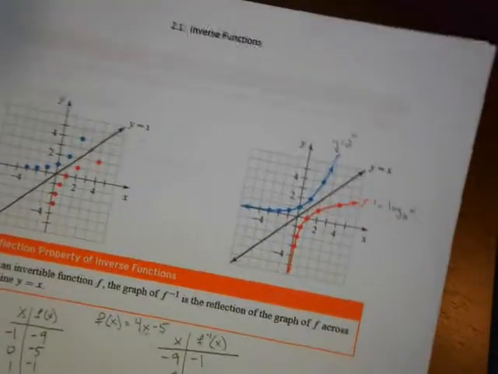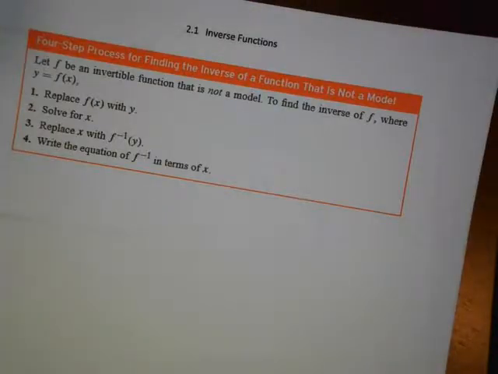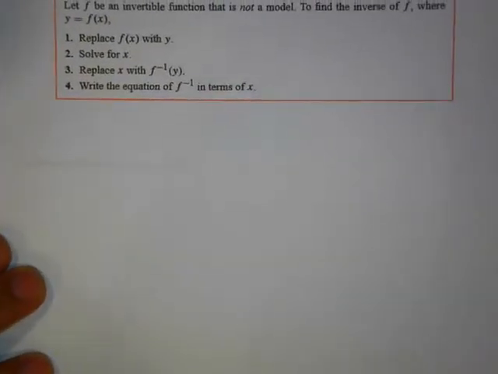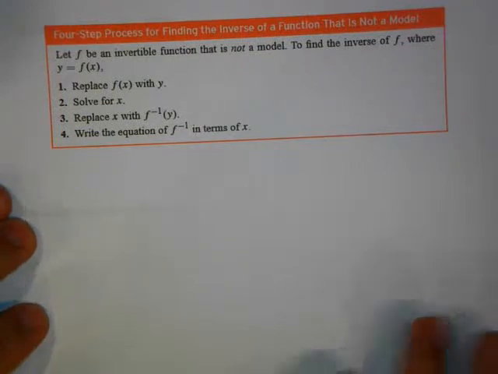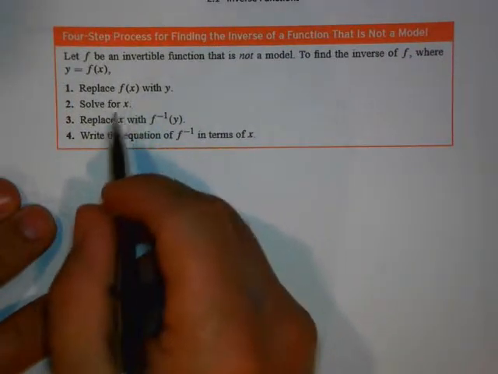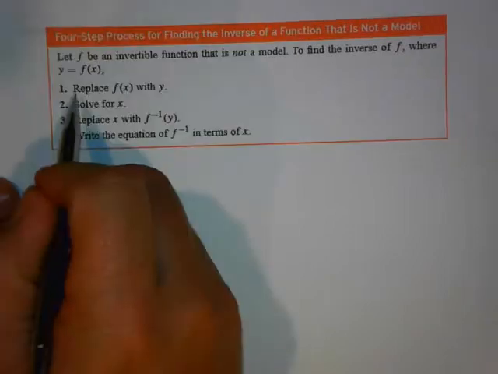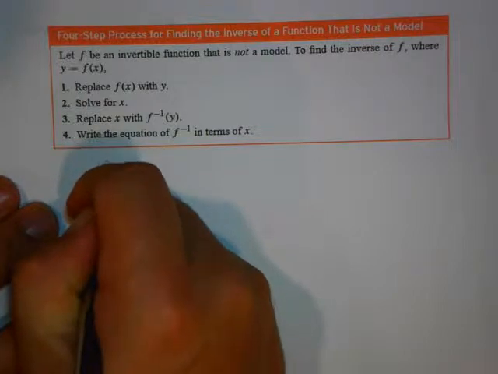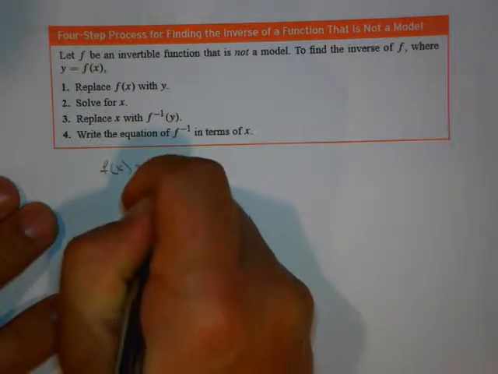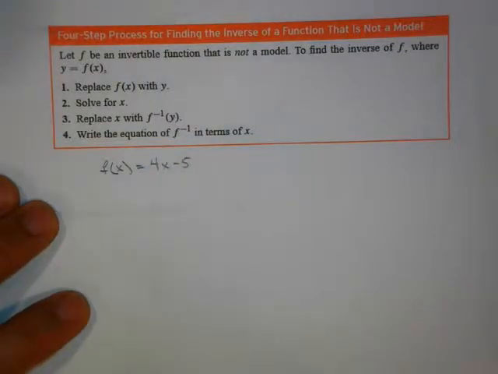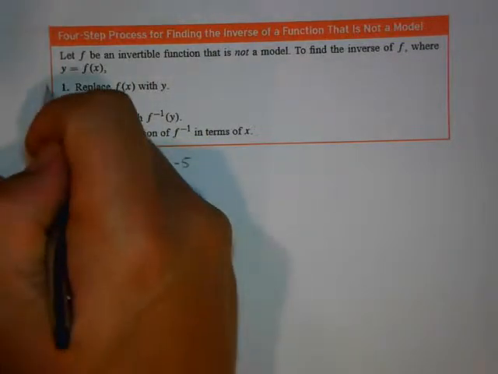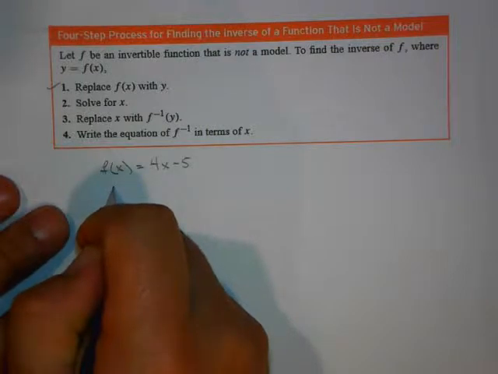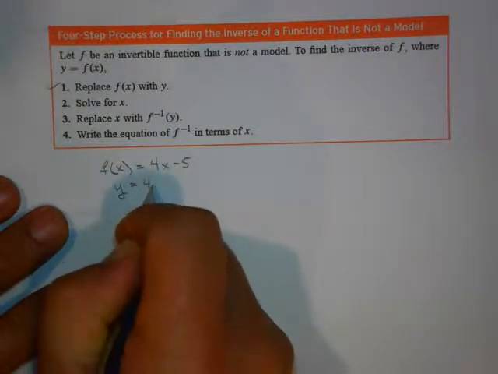So now, how do we find the inverse mathematically? Now, I will say I do not like how your book has this worded. So the first one, if we start out, if f of x equals, we're going to do it again, 4x minus 5 with the one we just found. So my first step, that one's okay. Replace f of x with y. So y equals 4x minus 5. Now I don't like step number 2. So we're going to get rid of that one.